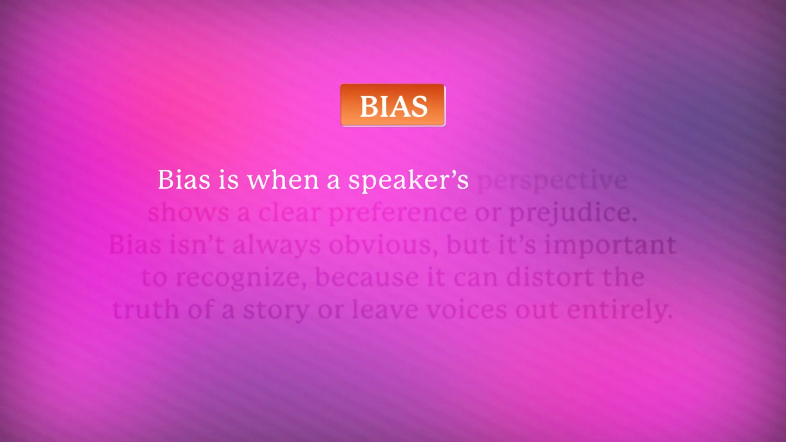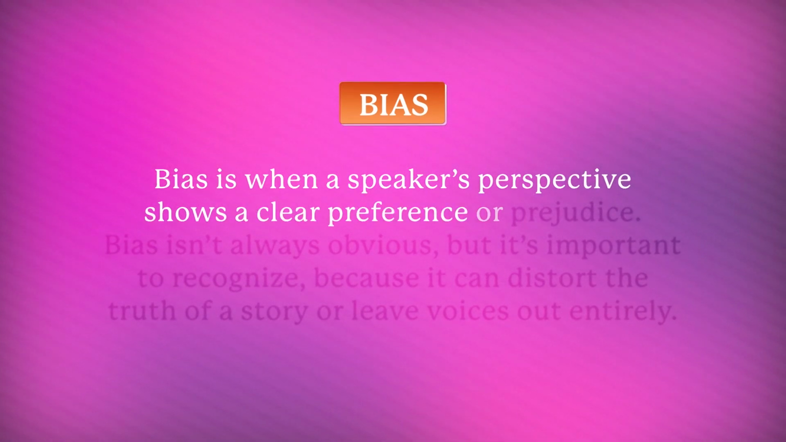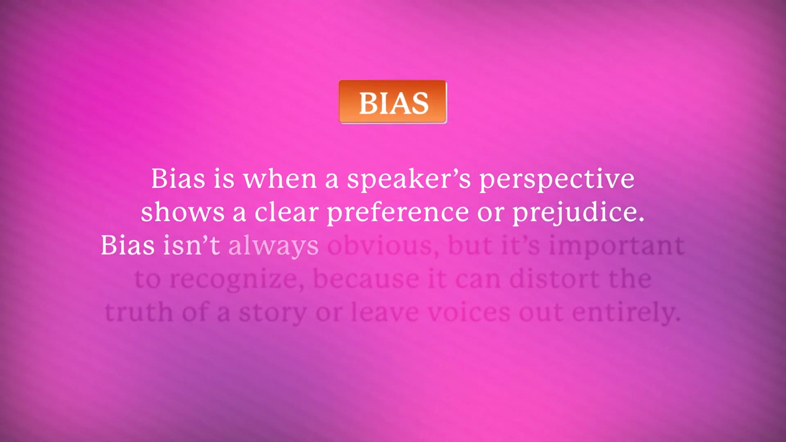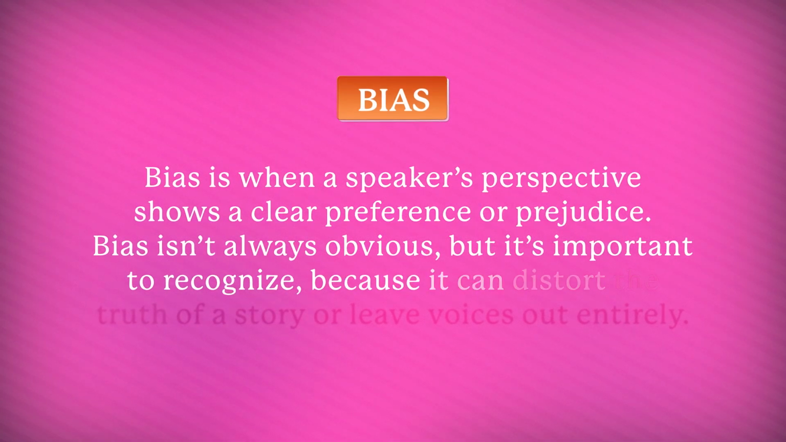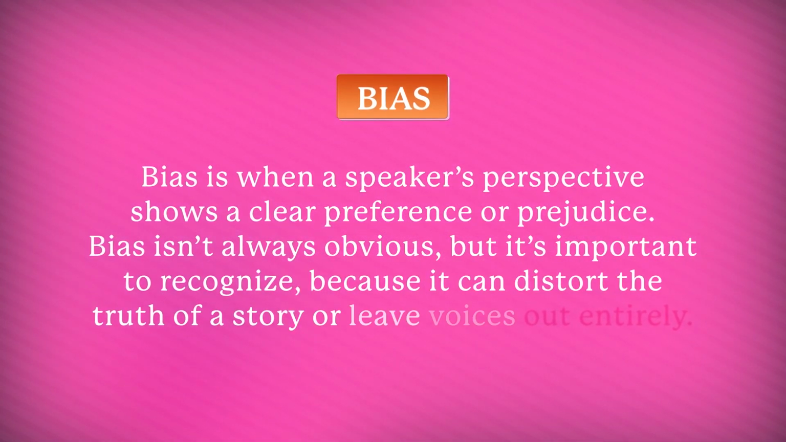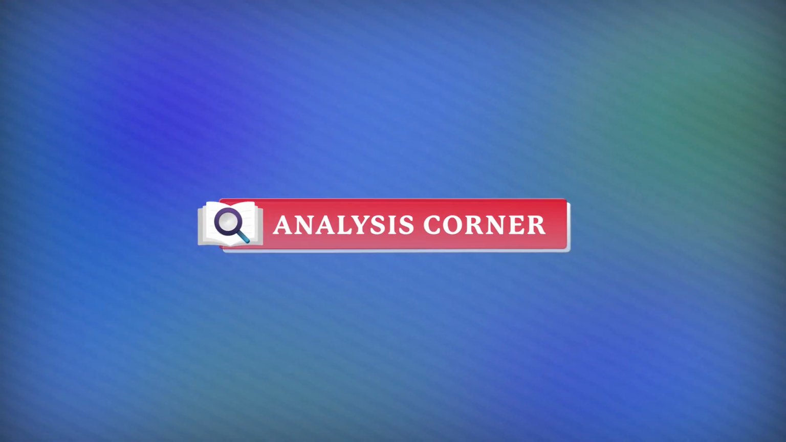Bias is when a speaker's perspective shows a clear preference or prejudice. Bias isn't always obvious, but it's important to recognize because it can distort the truth of a story or leave out voices entirely. Now in literature, this plays out in some really powerful ways. So to prove it, let's jump into the analysis part.